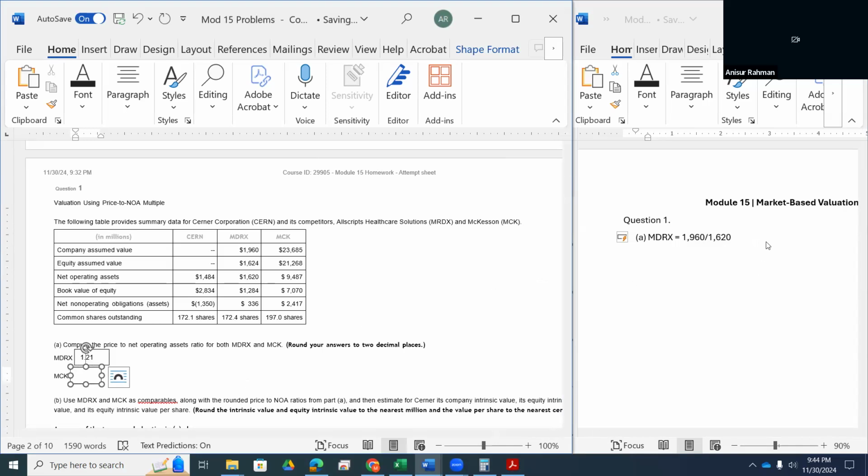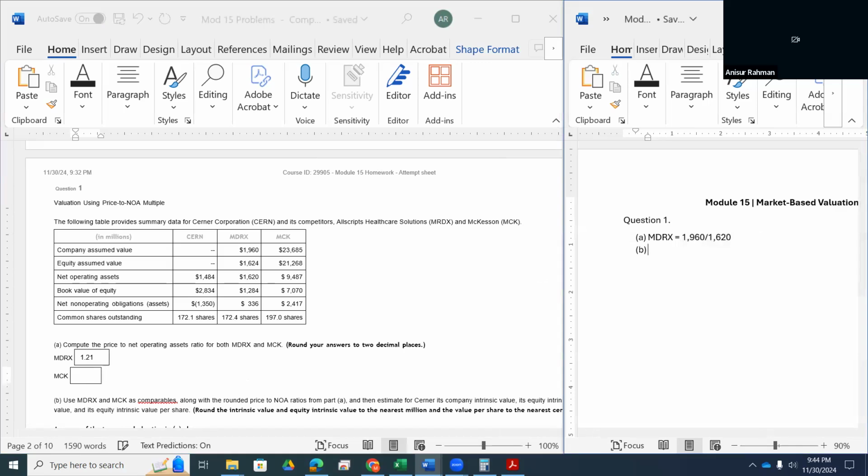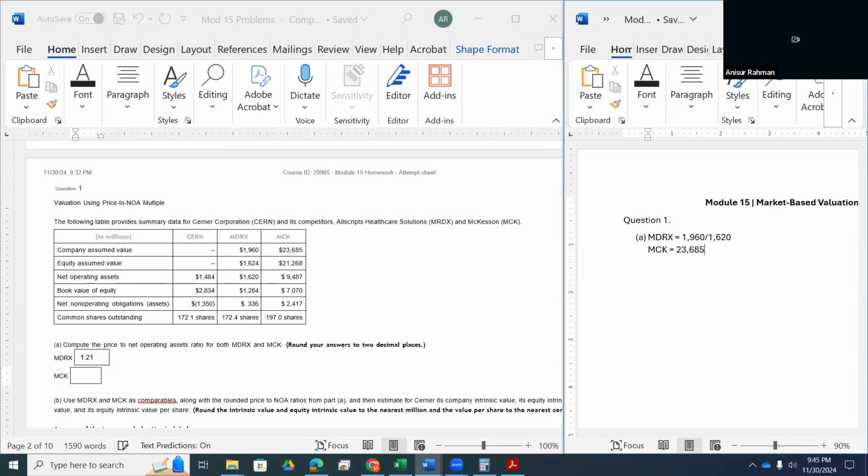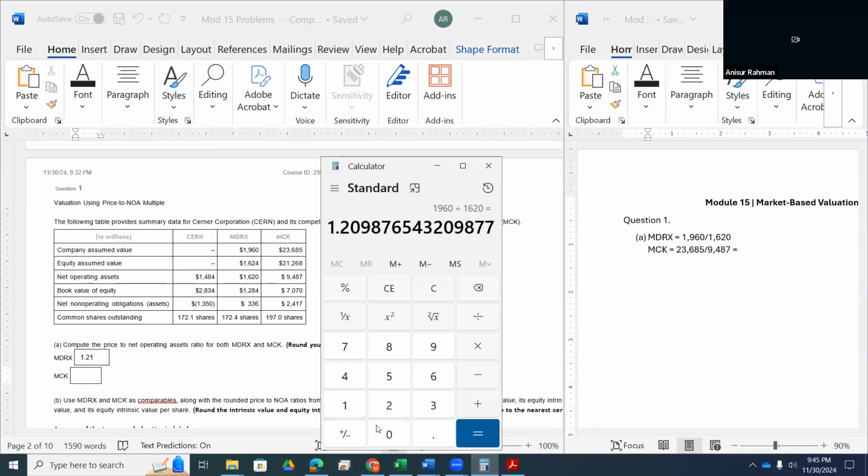Similarly, for MCK, so up to 2 decimal places, 2.50.